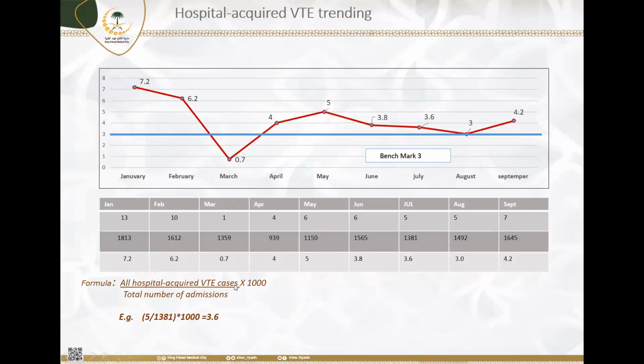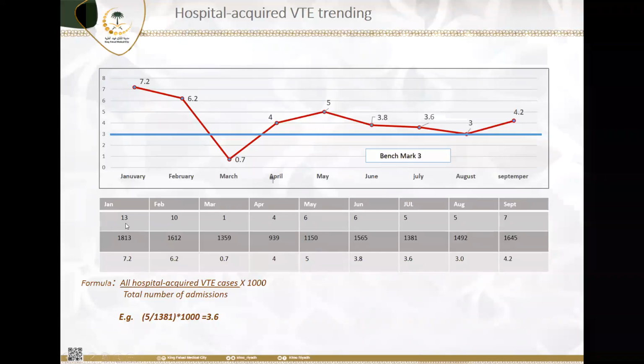For example, let's take January. 13 cases, and the total number of admissions that January is about 1,800. Then times 1,000, and we get 3.6. This is hospital-acquired VTE per 1,000 admissions. So that's an important KPI. We have 4.2. We are above.